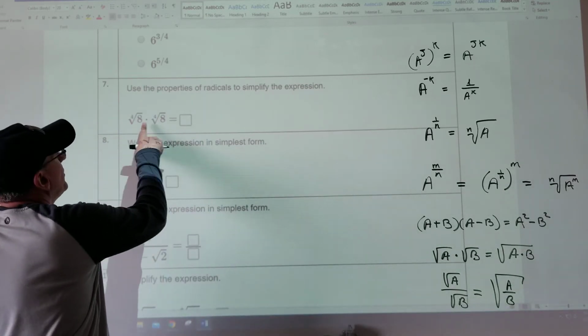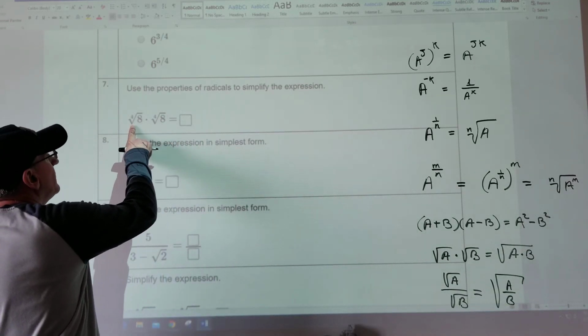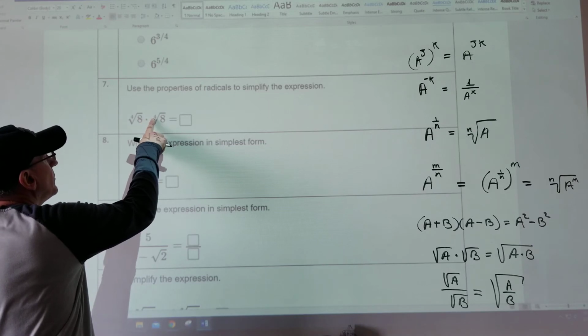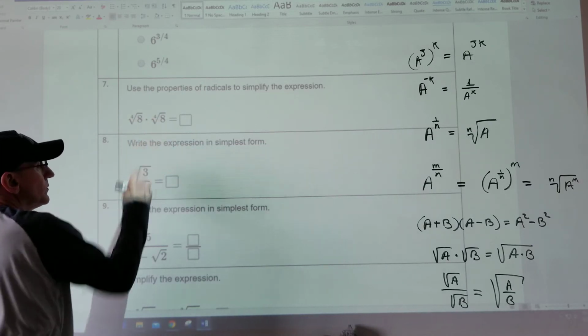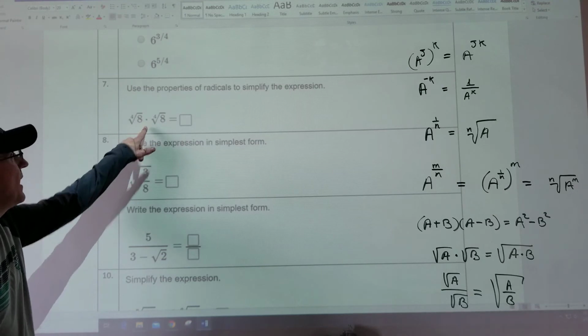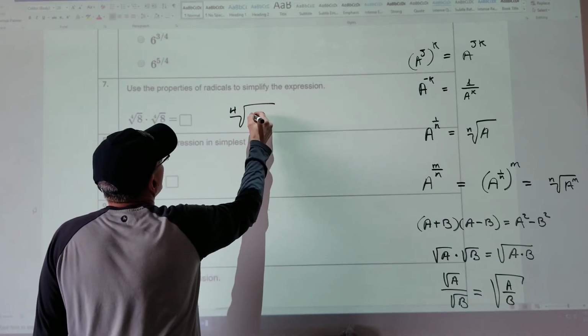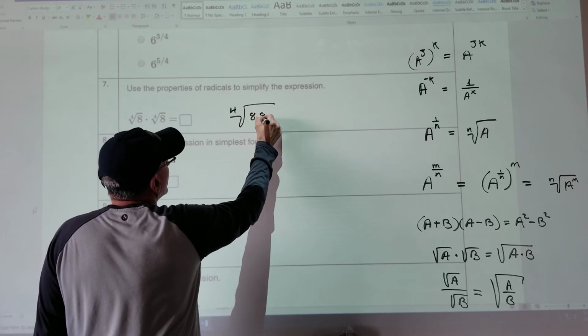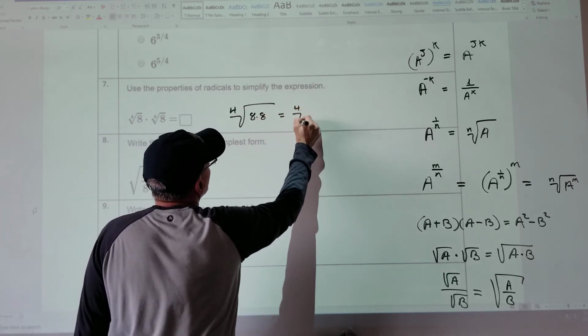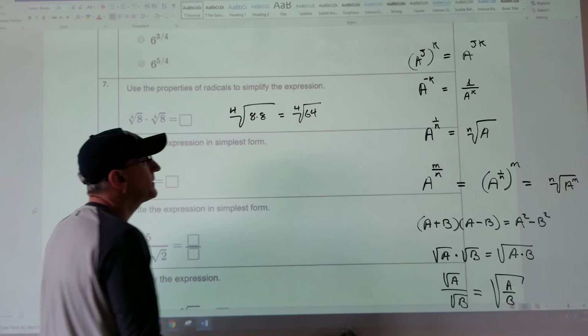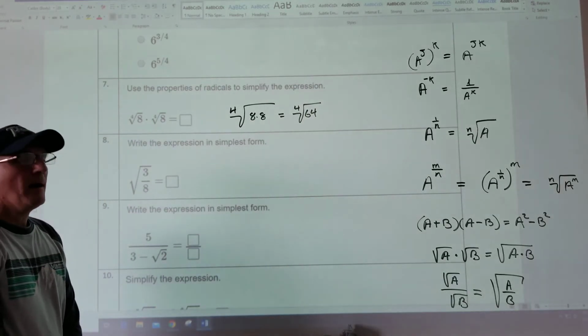When you multiply two like-indexed roots, they have the same index, they're fourth roots, and it's multiplied, you can combine that into the fourth root of 8 times 8. And everybody knows 8 times 8 is? That's right, kids, 64.